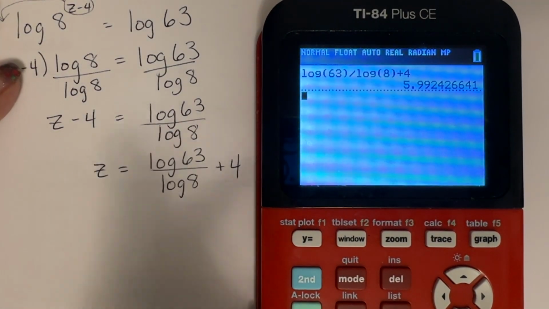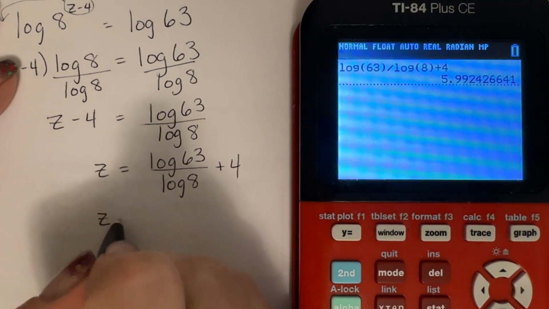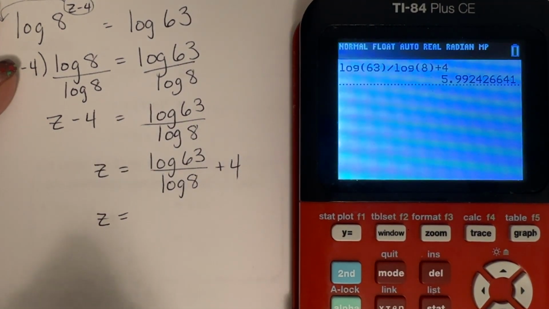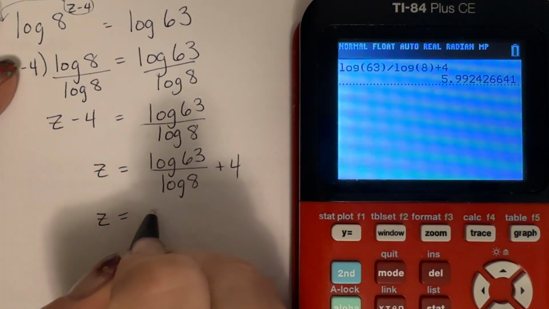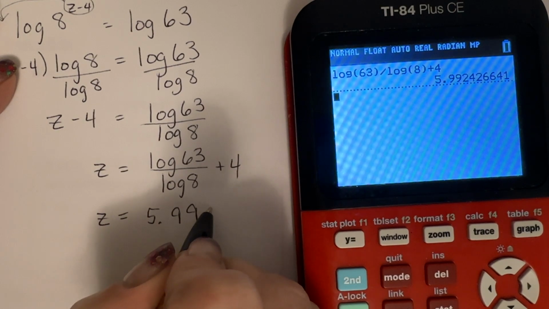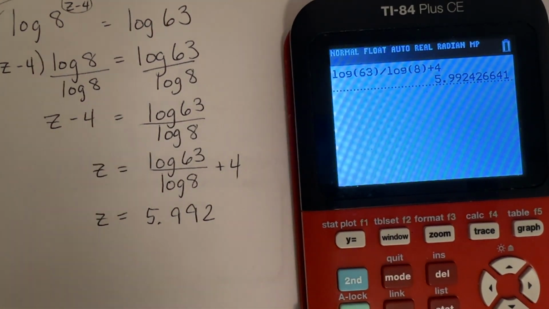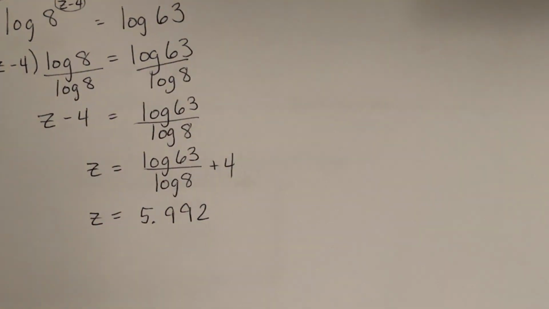Okay, so my answer, remember, go out 3 to 4 decimal places out of respect for the old textbooks that I had to learn my math with. 5.99, and the third decimal place would be a 2. If you want to go to the fourth decimal place, it's a 4. All right, so that's that first problem.